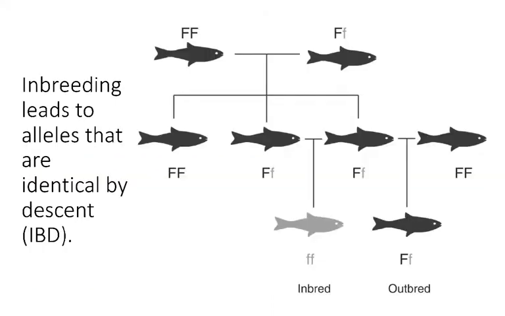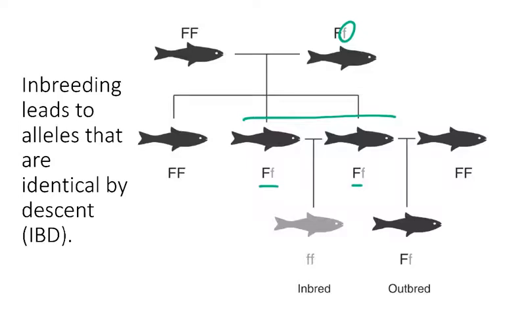So overall, inbreeding, we said it increases homozygosity. It also leads to alleles that are called identical by descent, or IBD. So let's focus here on this fish pedigree, on the recessive allele. So one quote-unquote grandparent fish has this recessive allele. They pass it on to two of their children fish. So we have two heterozygotes here.